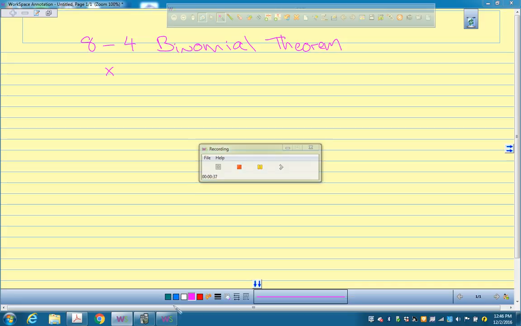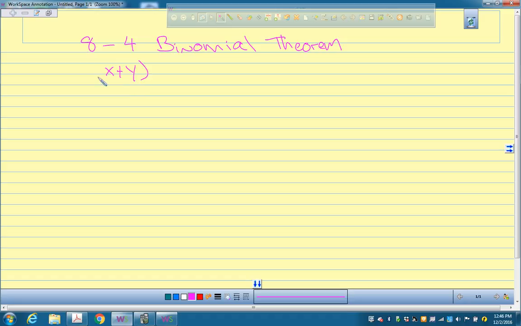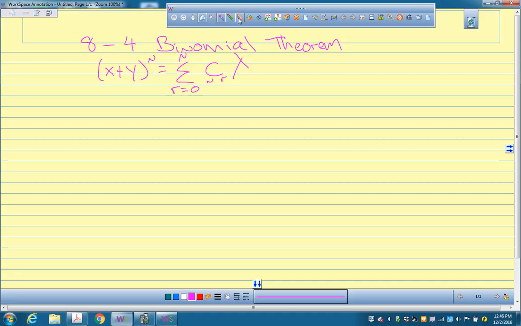Oh, good. Okay. So the (x plus y) raised to the n. Look at this. It's the sum from r equals 0 to n of n choose r, x raised to the n minus r, y raised to the r. Whoops, I messed up. There it is. Okay, go ahead. You can start your homework now.